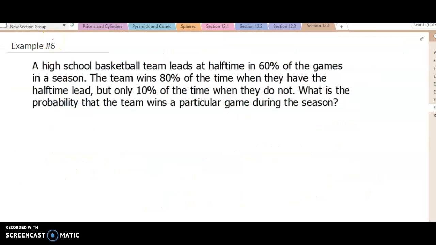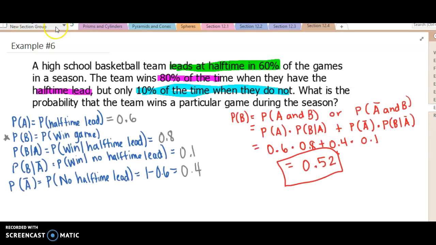All right, I want you to go ahead, use example 5 to go off of, and try to do this one on your own. Write it out like we did first. Find what your two events are, and then individually read through this word problem and find the probabilities of those events. All right, so this is what you should have gotten, okay?